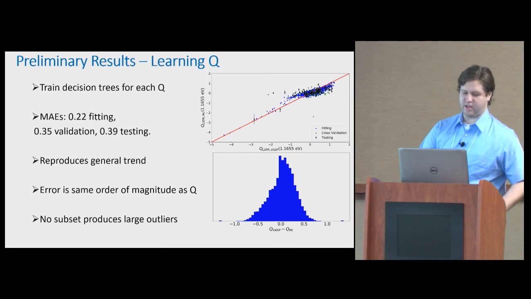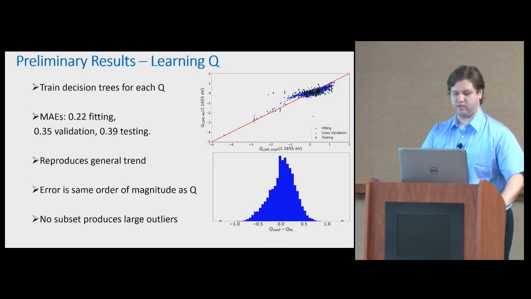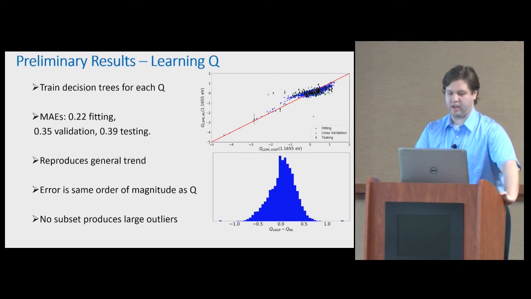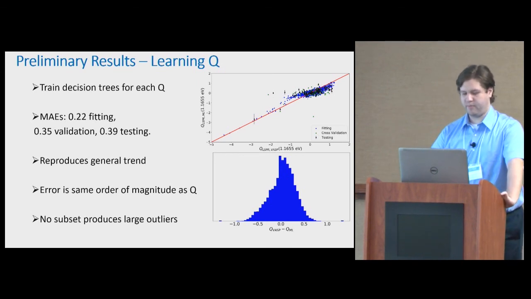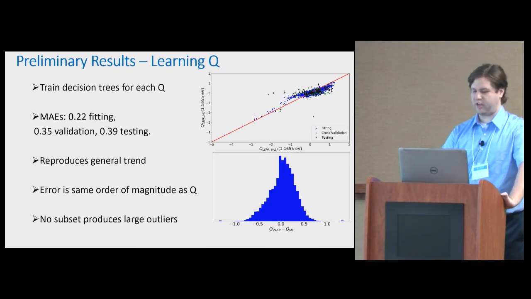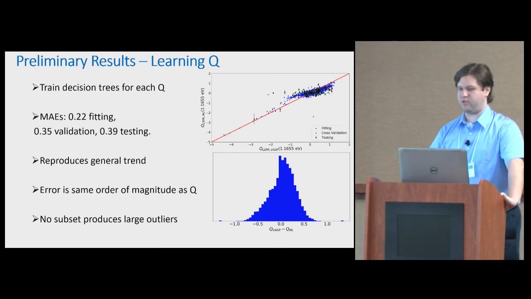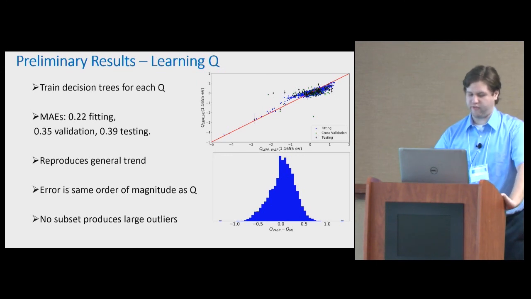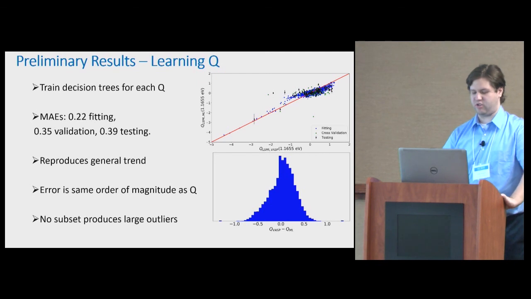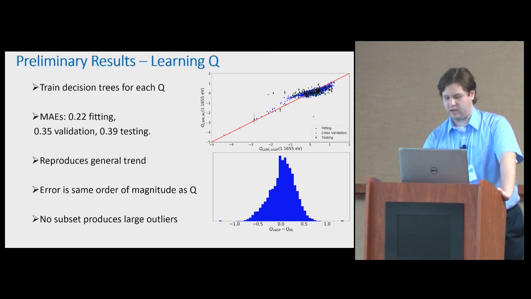What we get is mean absolute errors of 0.22 for fitting, 0.35 for validation, and 0.39 for testing. Within this range, it generally reproduces the trend, so higher quality factor plasmonic materials are predicted to have higher quality factors. Unfortunately, the error is on roughly the same order of magnitude as the typical values.